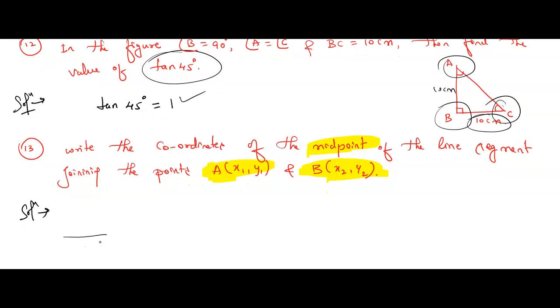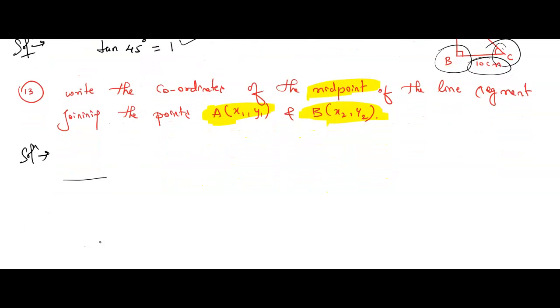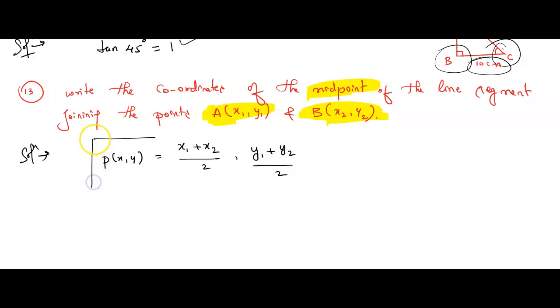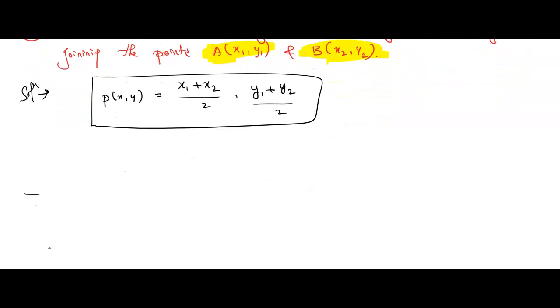The midpoint formula. So what is the midpoint formula when the coordinates of A and B are x1, y1 and x2, y2? We know that P of x, y is the midpoint, that is equal to x1 plus x2 by 2, y1 plus y2 by 2. So this is our midpoint formula. Understood? Understood the case? Good. It's a direct question and a direct formula is what it is asking you to solve.